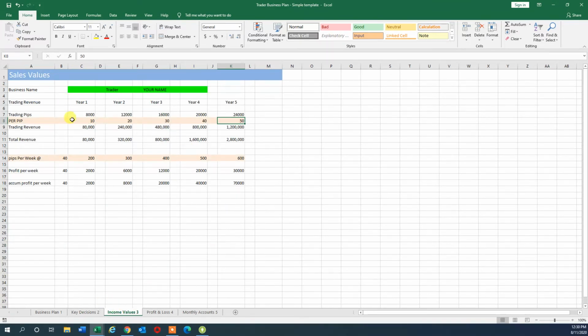Income values. Let's have a look at this. I've pasted this out for 5 years, year 1 to 5, no problem there. And I've said 8,000 pips. Well, 8,000 pips in a year is 40 pips in a day, 5 days in a week, 200 pips in a week. That's not that big, is it?